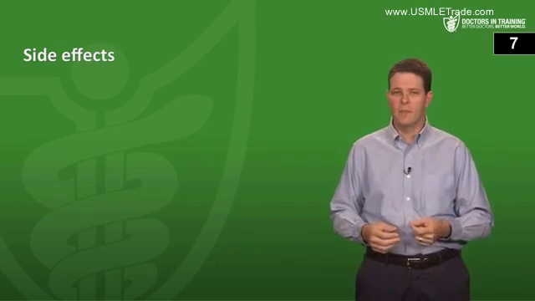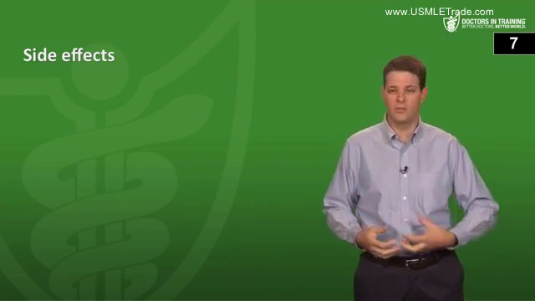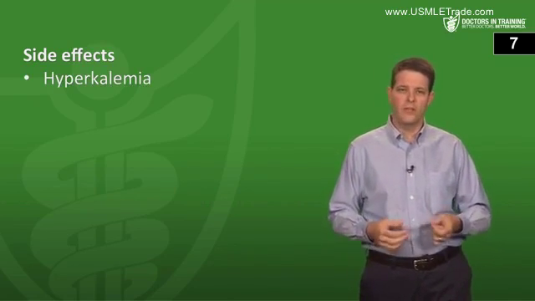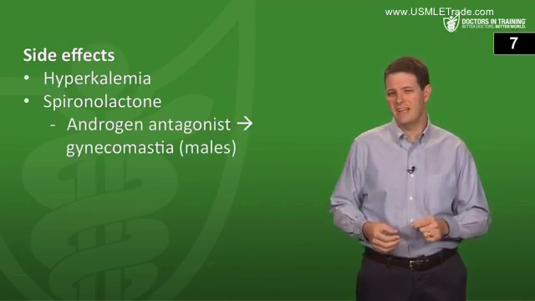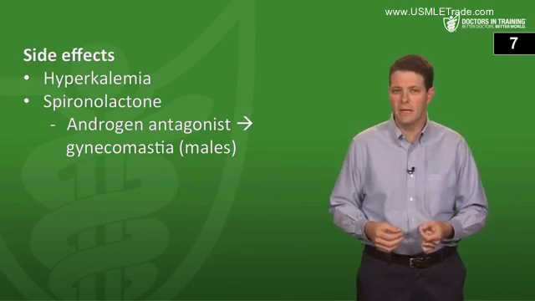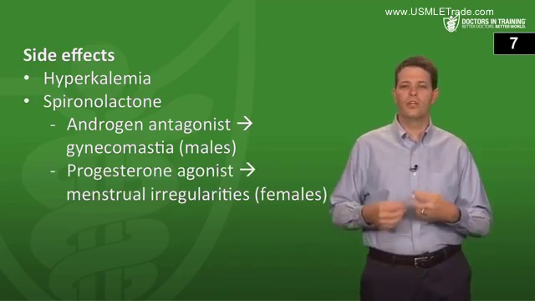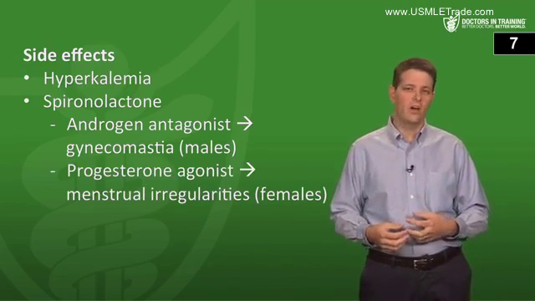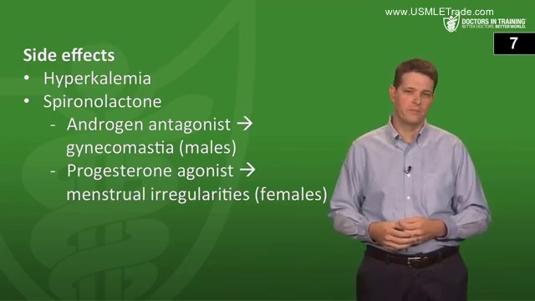Then for the side effects, all of them are keeping potassium in the body, so there's a risk of hyperkalemia. And you should also know that spironolactone is an antagonist at androgen receptors, so that can cause some gynecomastia in men. And it also has some progesterone agonist activity, and that can cause some menstrual irregularities in women.